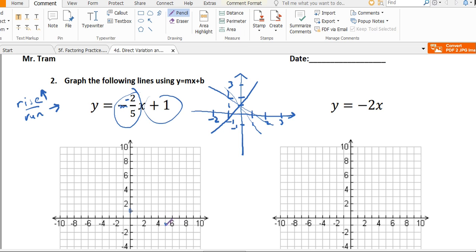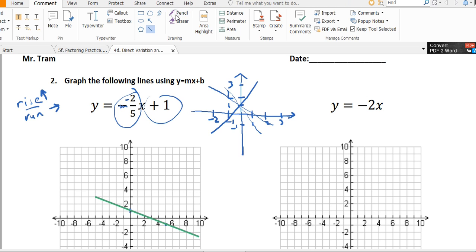Down 1, 2, and then over 1, 2, 3, 4, up. It's going to go off the graph. So I've got those 2 points. That's good enough. Oh, that's not the greatest line. Okay. And there's your line. And you're done.